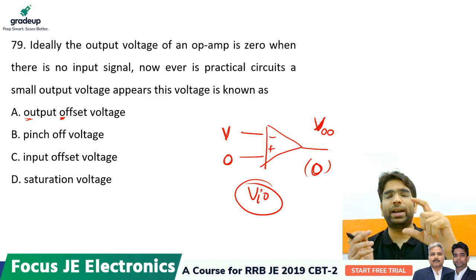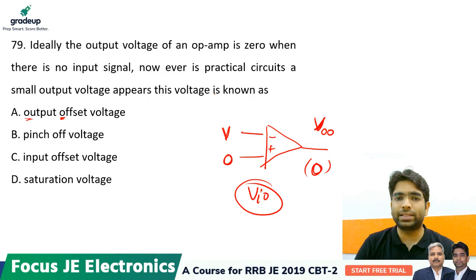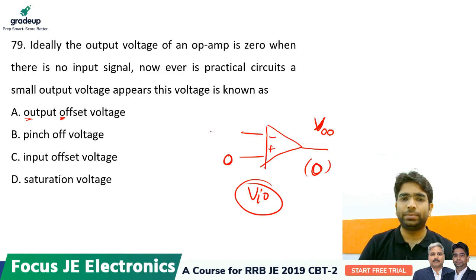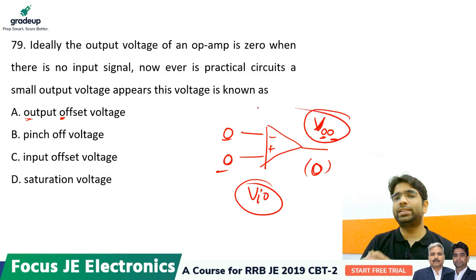If 0, 0 is applied at the input pins, the output should be VOO. Memorize it like this: input is 0, 0, and the output is offset.